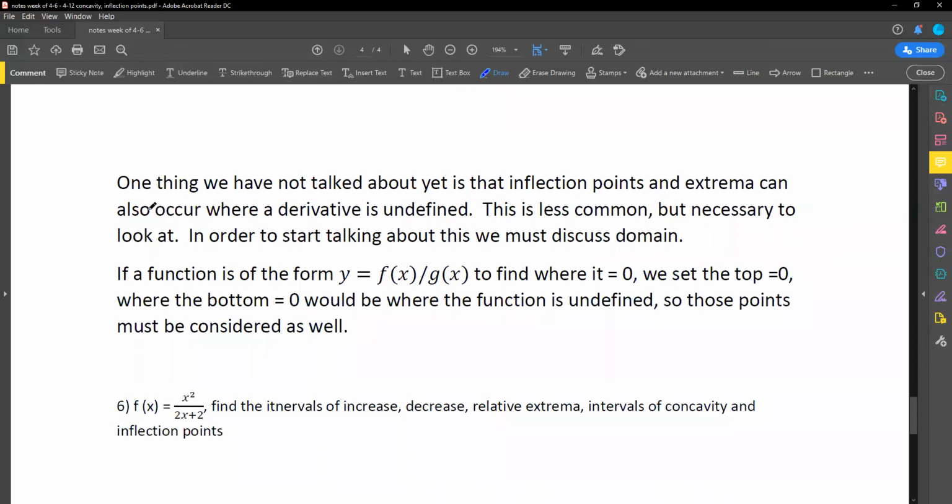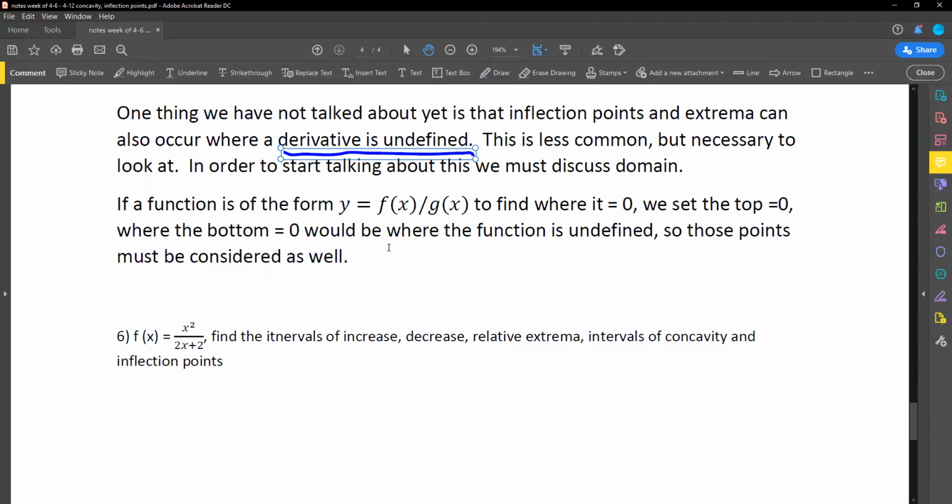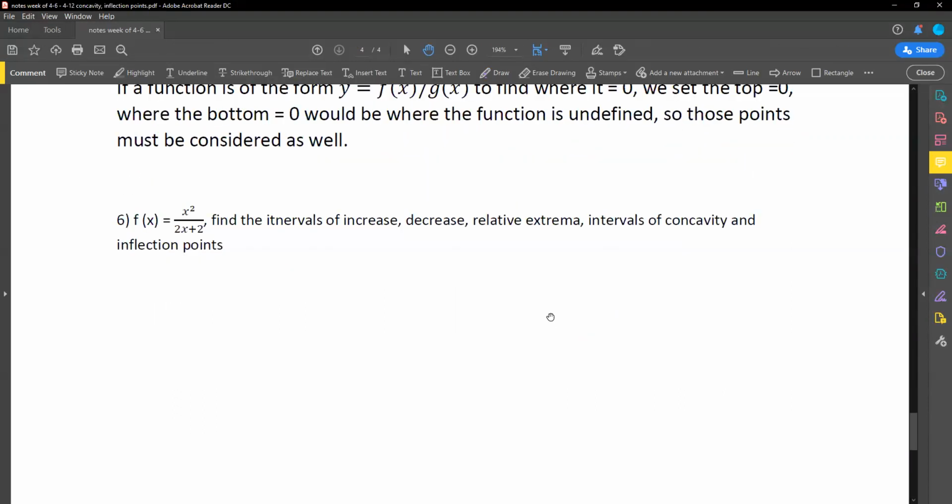inflection points and extrema can also occur where the derivative is undefined. This most often happens for you guys with fractions. It can happen with things like x to the 1/2 and all that, but let's just talk about fractions. So basically, when you have one function divided by another, where the bottom equals 0 is going to be a vertical asymptote or a hole. It's going to be someplace where the derivative is undefined. So that is also considered a critical value, and we have to consider them as well. So the best thing I figured to do here was just do an example and show you how all that works. So we're going to work this one.